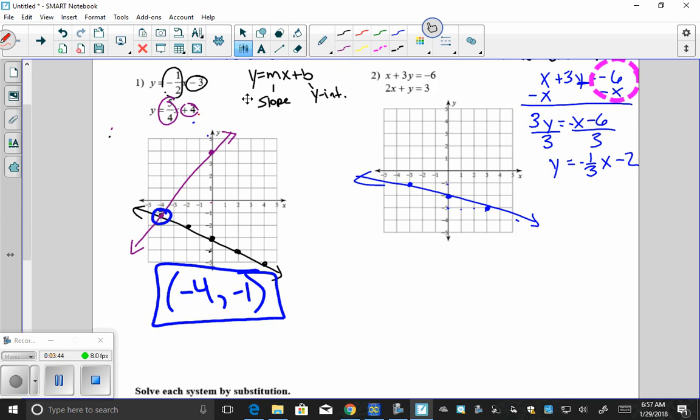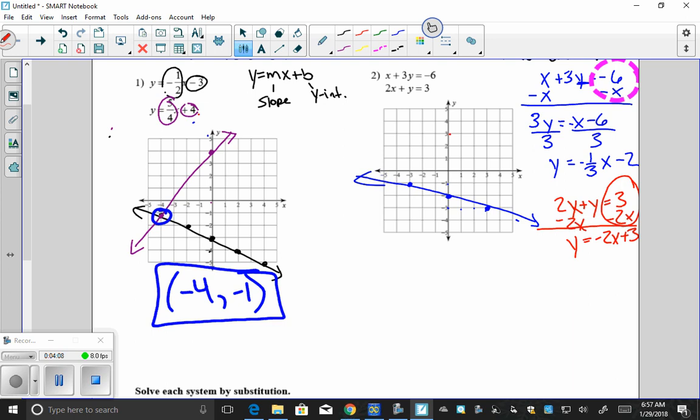So let's look at my second equation. I have 2x plus y equals 3. Subtract 2x from both sides, and I get y equals -2x plus 3. Here again, these are not like terms, so you cannot combine them. They both do not have an x.